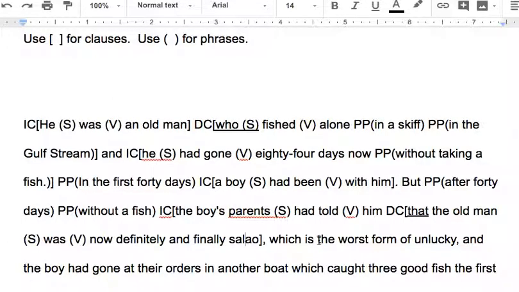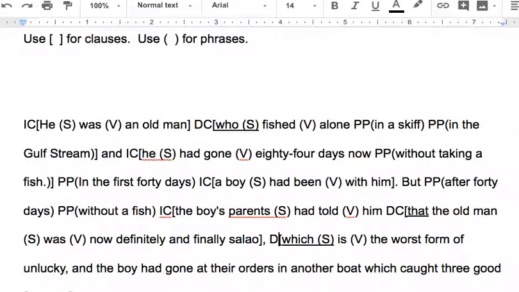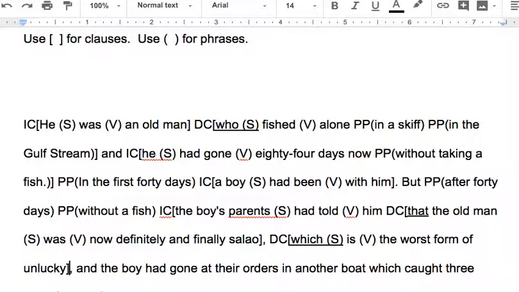It's looking for the next verb. We have is. So don't forget that is and was are verbs. A lot of times students look over those because they're such small words. Is, and to the left of the is our subject subordinator, one of our magic subordinators that can act as a subject and a subordinator. So we're going to underline it to identify it as a subordinator, and then we're going to also identify it as a subject, which is, and then let's mark it as a DC. The worst form of unlucky. Going to the end there of the DC.